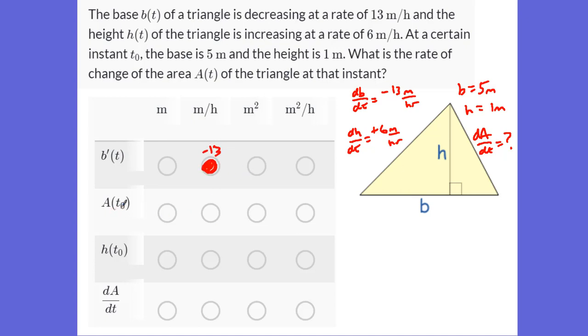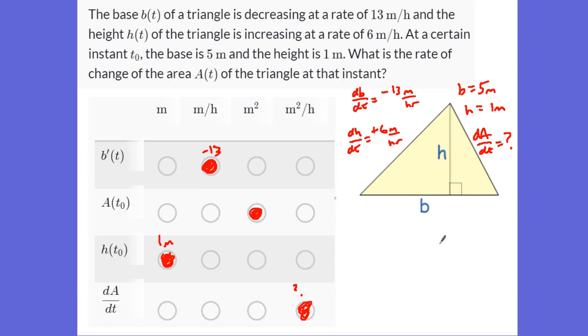The area, what's the units of area? This is not area prime. This is not d over dt. This is just area. Area is meters squared, isn't it? What's the units of height? Height is meters, isn't it? I know I have 5 meters here. No, not 5 meters. That's the base. Height is 1 meter. My bad. 1 meter. What's dA over dt? Well, that's the change of the area with respect to time. That's meters squared per hour, and that's what I'm trying to find.